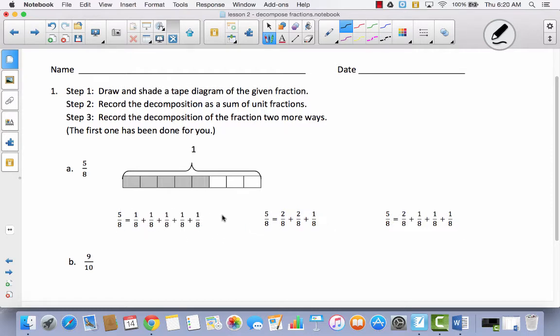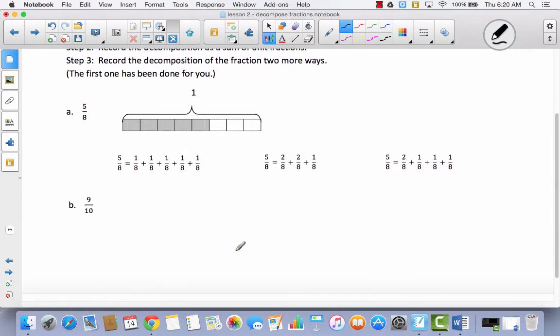One of them has to be a sum of unit fractions. This is the sum of unit fractions. Whenever you do 1 over whatever the fraction is, these are called unit fractions. And then we're going to decompose it two different ways. So let's take a look at B.